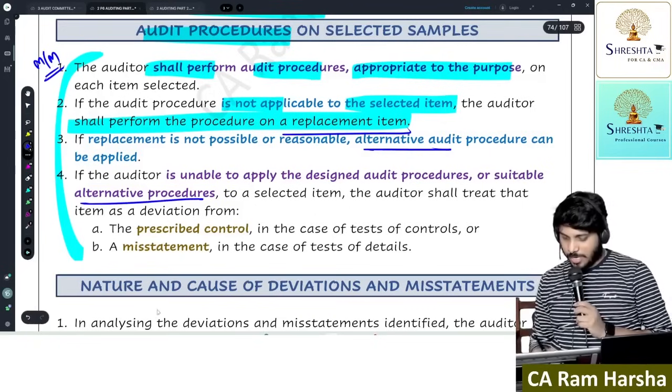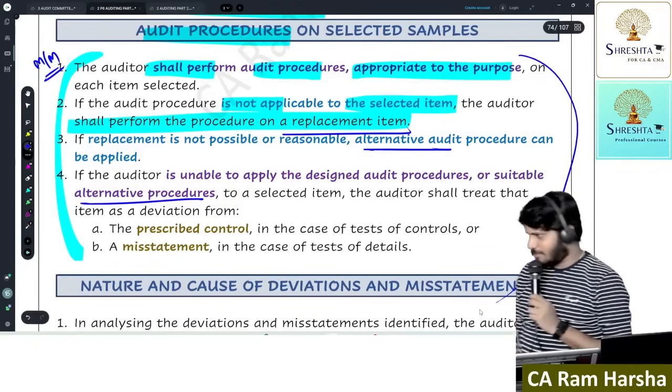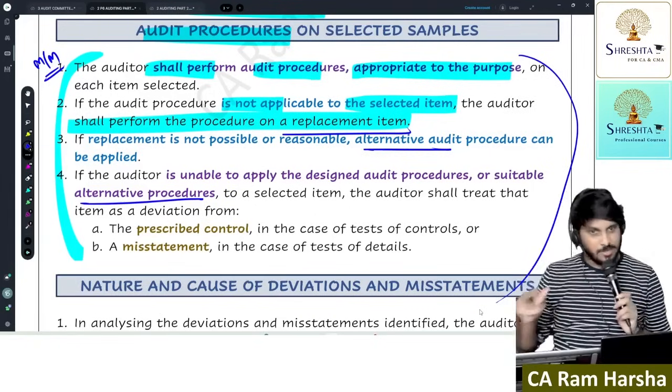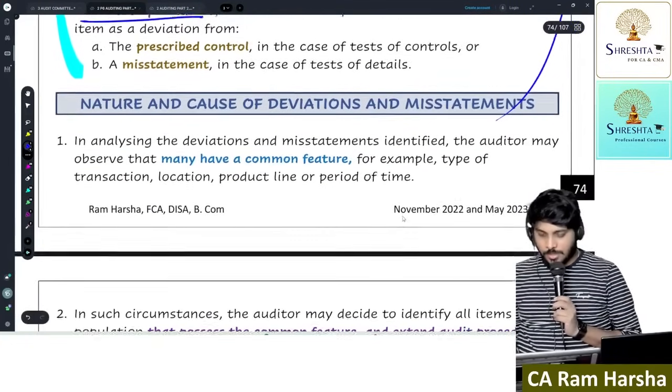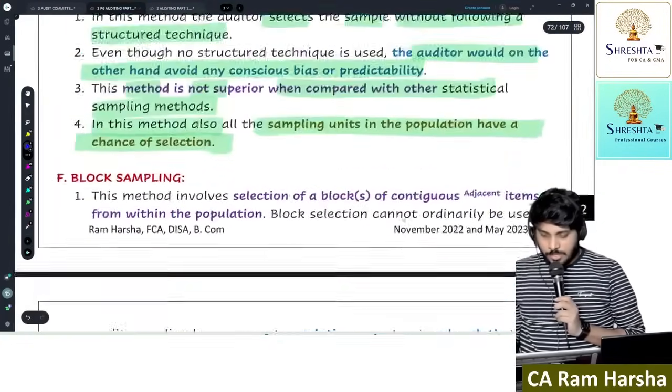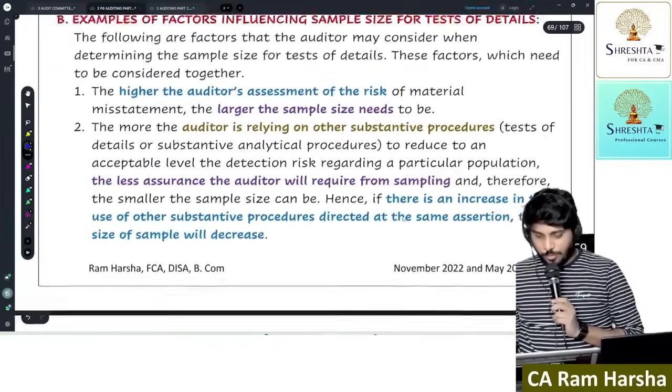Unable to apply a suitable alternative procedure. All this is a little bit bigger discussion, cannot be covered in revision. Verify from the main book, you will understand better after all this. Then we have a few more important topics.